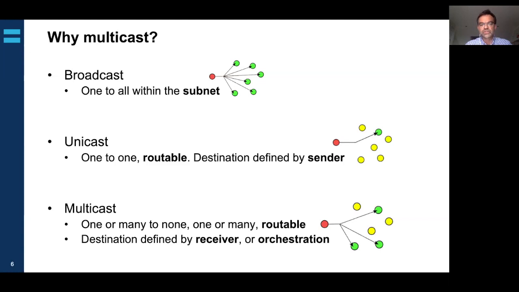Multicast. This is the one that works for us. It's one-to-many, or many-to-many, many-to-one, many-to-none. The traffic is not defined by where the source wants it to go to. It's defined by what receivers want to receive it or how the orchestration system wants it to be delivered. So it's very much more flexible. And being one-to-many, that particular model fits us very well. One camera goes to many places, but not all the places, and it can be routed.